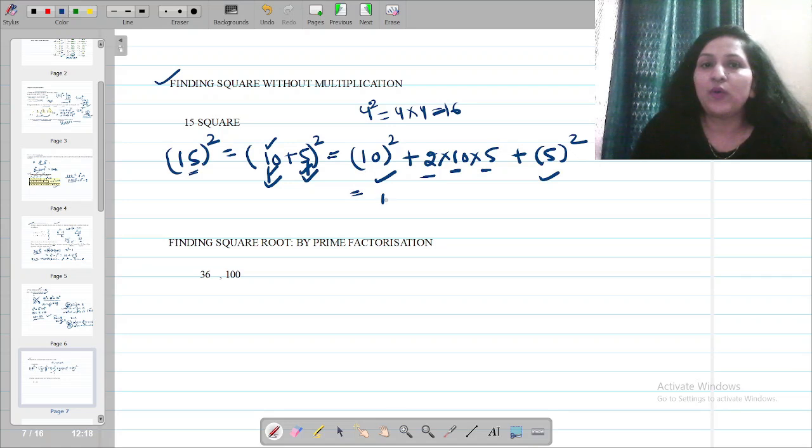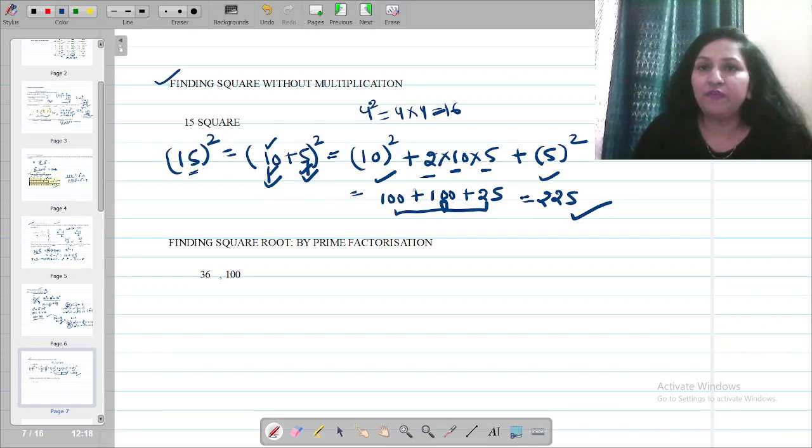So what is 10 square? It is 100 plus 5 into 2 is 10, 10 into 10 is 100, plus 5 into 5 is 25. 100 plus 100 is 200 and 200 plus 25 is 225. That's your answer. If you calculate 15 into 15, you will again be getting the same answer.